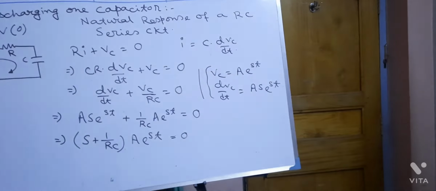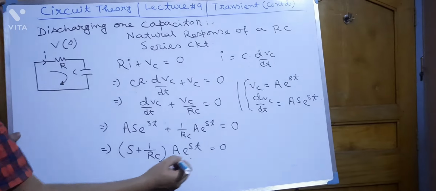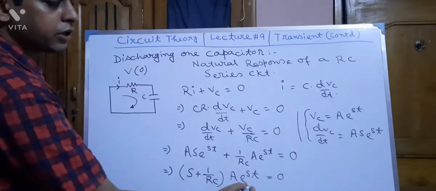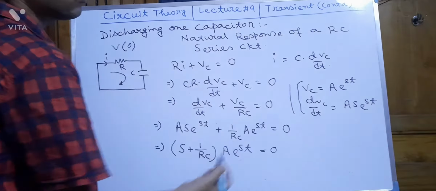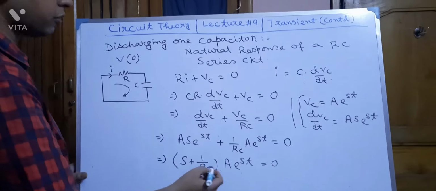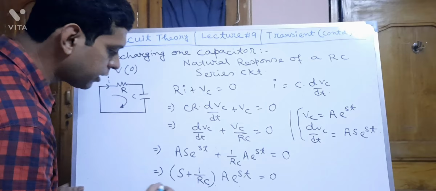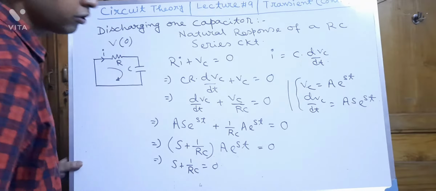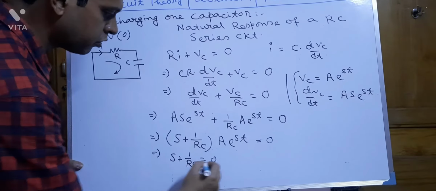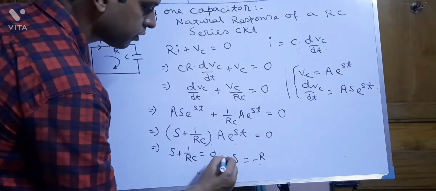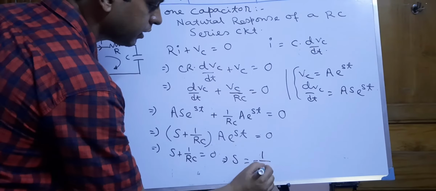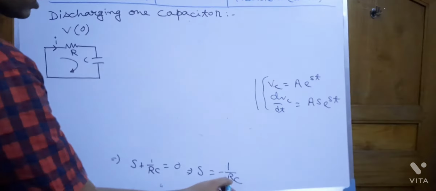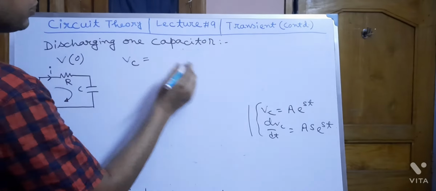Now neither A nor e to the power st can be equal to 0. If either of A or e to the power st is equal to 0, then Vc is equal to 0, and we don't need to solve for Vc. Therefore s plus 1 by RC is equal to 0. If s plus 1 by RC is equal to 0, then s equals minus 1 by RC.